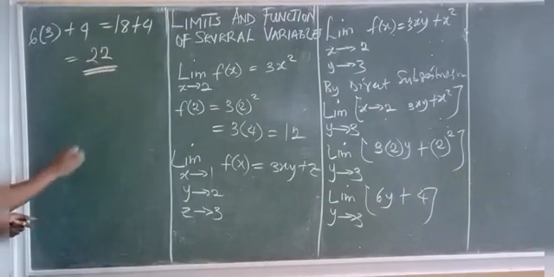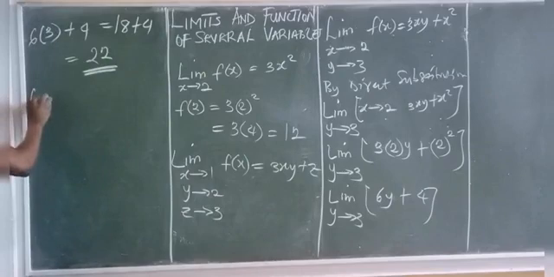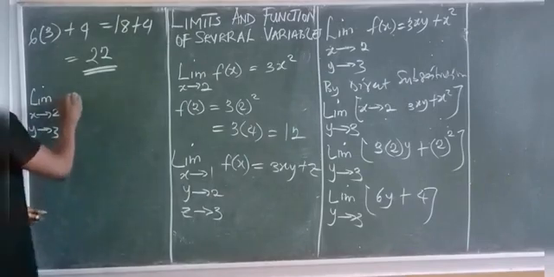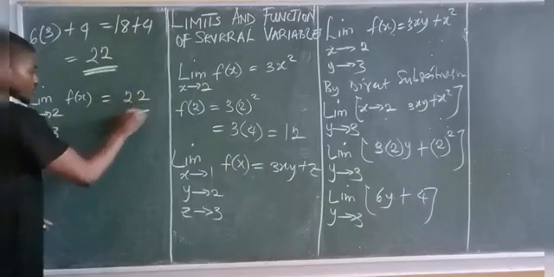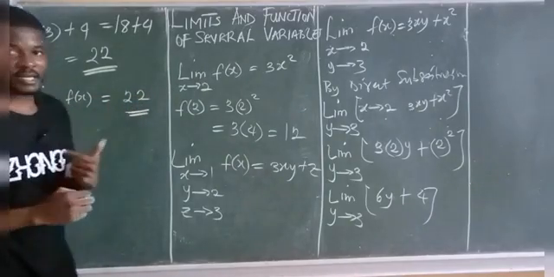22. Therefore, the limit as x tends to 2, y tends to 3 of that given function f of x is actually equal to 22. So this limit actually exists.